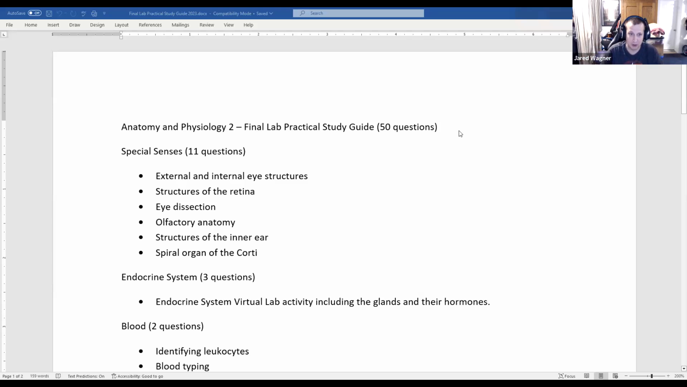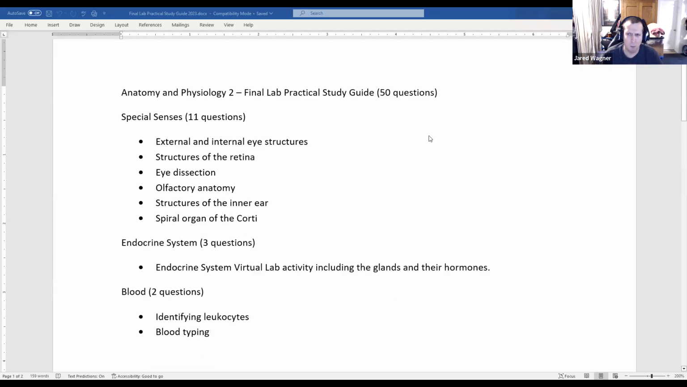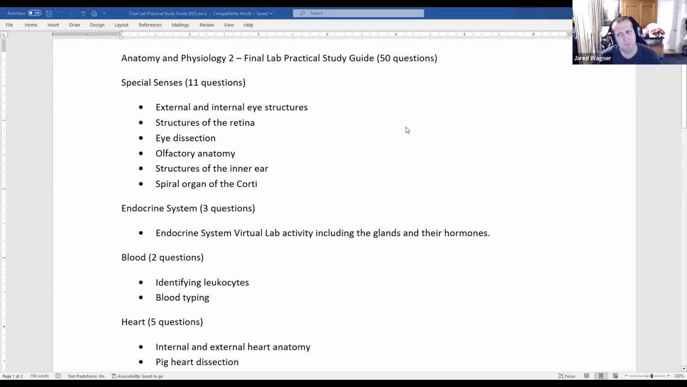Make sure you're able to identify all the parts on that. Same thing with the inner ear and the spiral organ. Ear models are going to be on here. The spiral organ model is going to be on there. Things like that. So make sure you're able to identify all the anatomy on those.